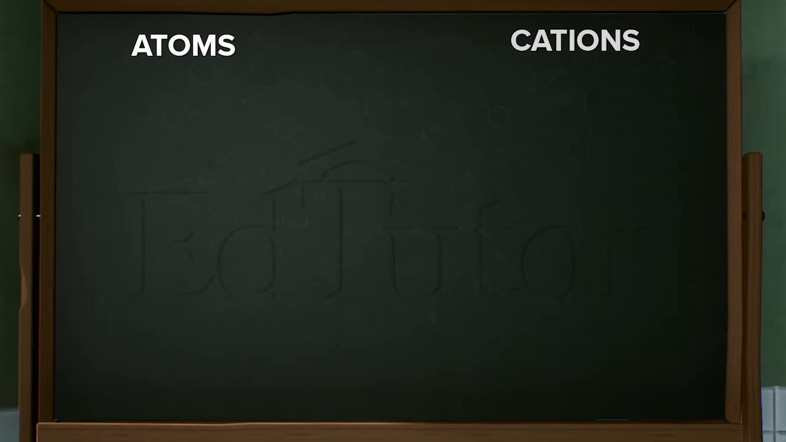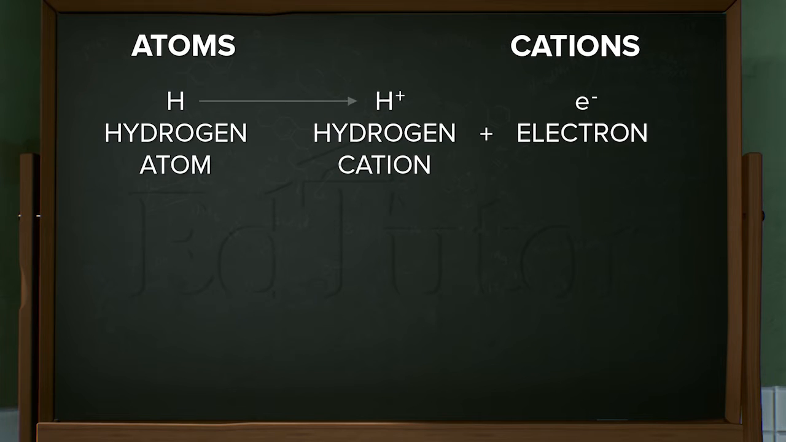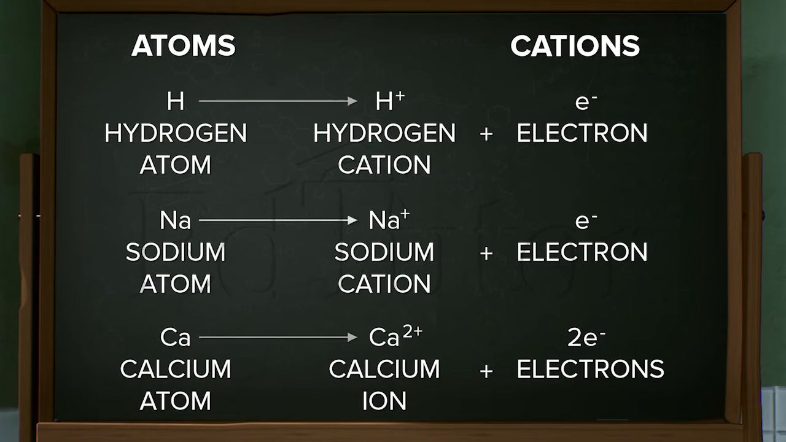Let's have a look at some equations that show the formation of positive ions from atoms. If you look closely, a hydrogen atom loses an electron and becomes a H+ ion. Sodium atom loses an electron to become a Na+ ion. And when a calcium atom loses 2 electrons, it becomes a Ca2+ ion.